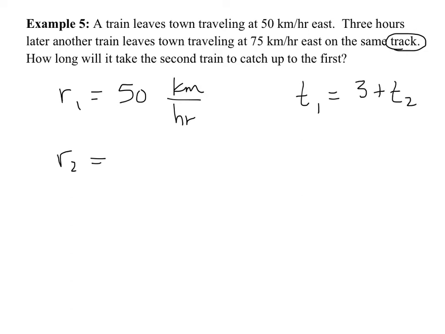So it makes sense if you take this and write the statement that the time the first train is operating for is always going to be 3 hours more than the second train. We're writing up a comparison, and we're showing the comparison of those two trains, how they're moving. What's rate two? 75 kilometers per hour. That's it. 75 kilometers per hour. That's rate two.